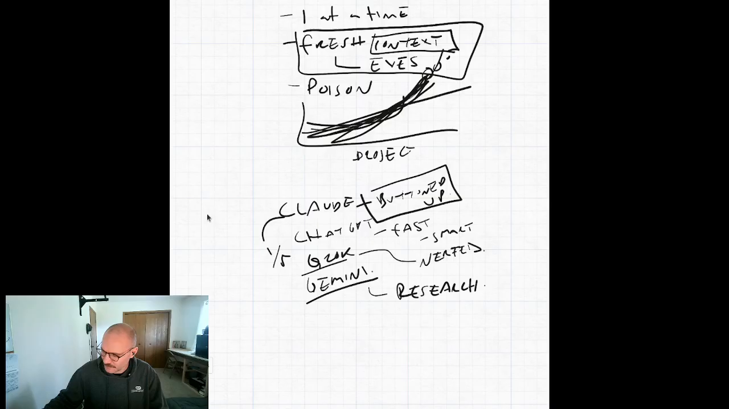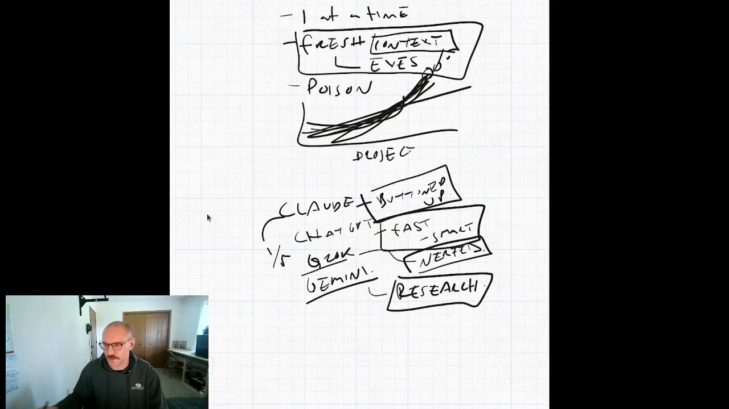Buttoned up planning, fast, iterative, smart. Grok, it's got its own advantages in its architecture. I just consider its outputs nerfed. And then Gemini I use for research.